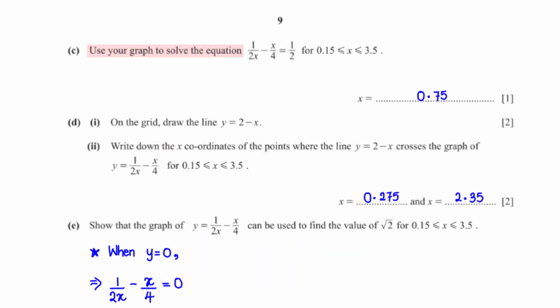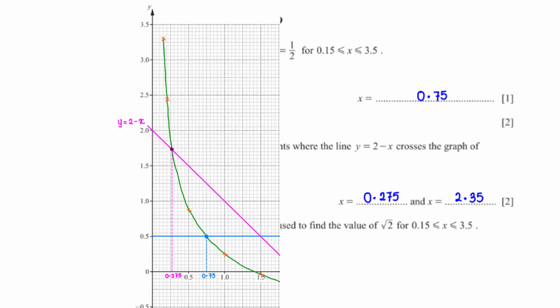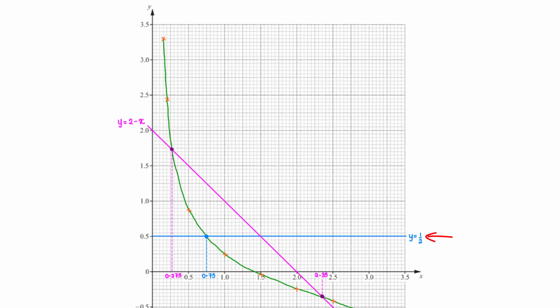Use your graph to solve the equation 1 over 2x minus x over 4 equals 1 over 2 for x greater than or equal to 0.15 and less than or equal to 3.5. To solve this equation, we need to draw the line y equals 1 over 2 on the grid. So when we draw the line y equals 1 over 2 on the grid and note its intersection point with the curve, we get x equals 0.75.